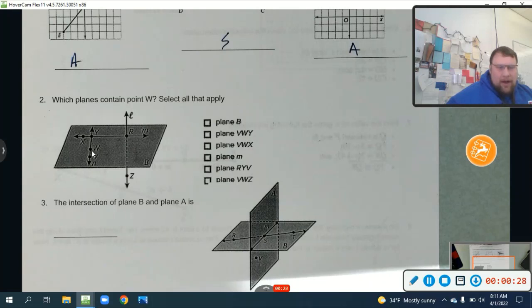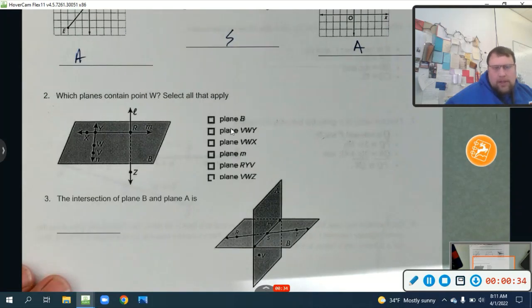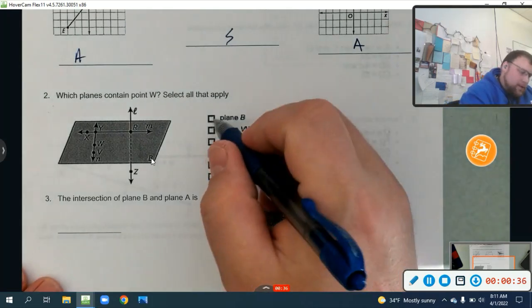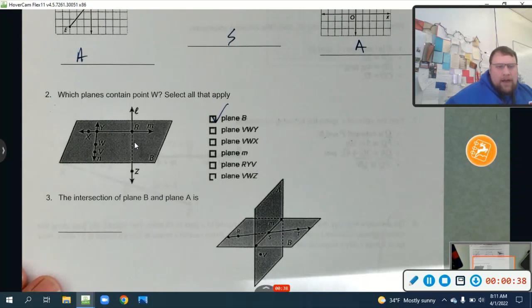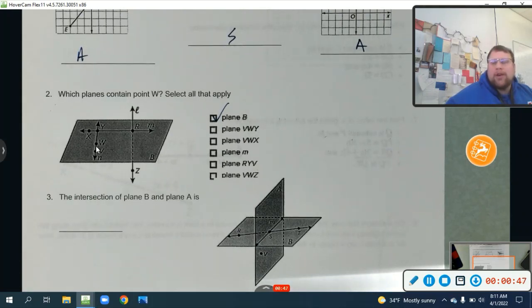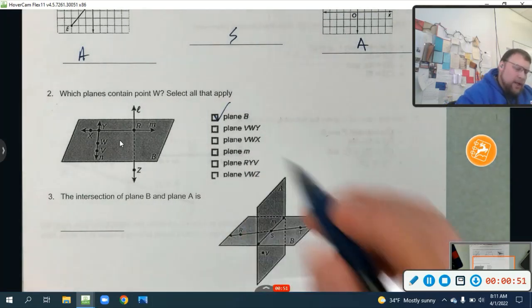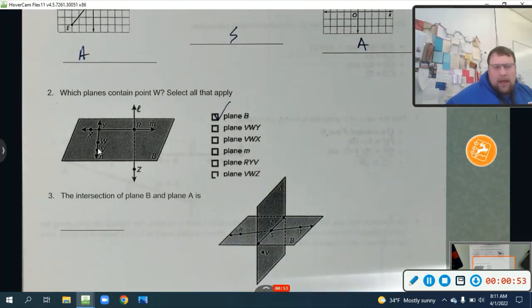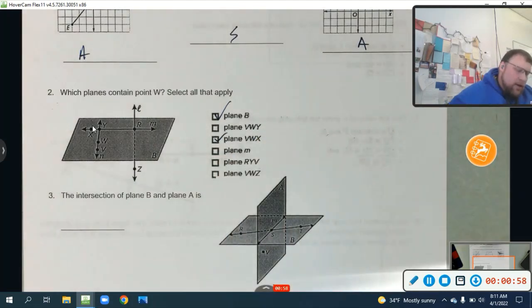Let's just go down the plane. Plane B, yep, that works. That's the name for the plane. VWY, let's say VWY, that's the one. Those are collinear points. Remember, you have to have 3 non-collinear points. So you need at least 1 point off this line to make it a triangle. That's why we're not going to click that one. How about VWX? VWX, that's a point not on the line. Those are non-collinear. So that makes a triangle.